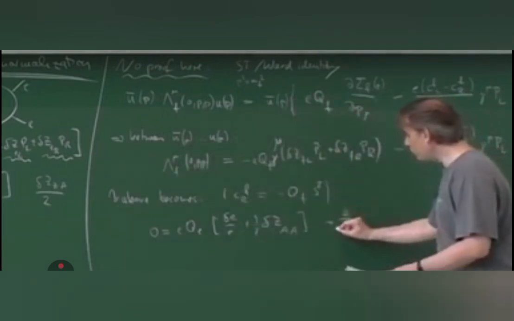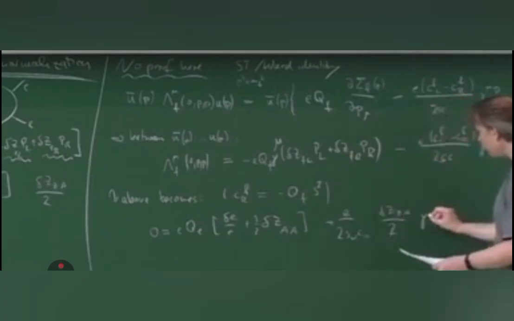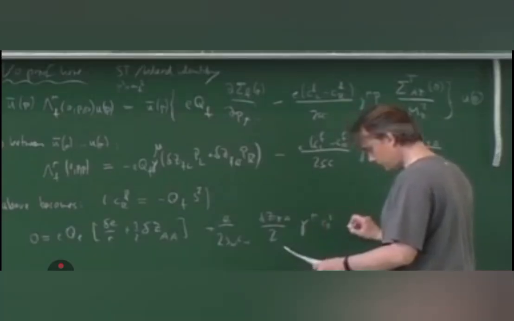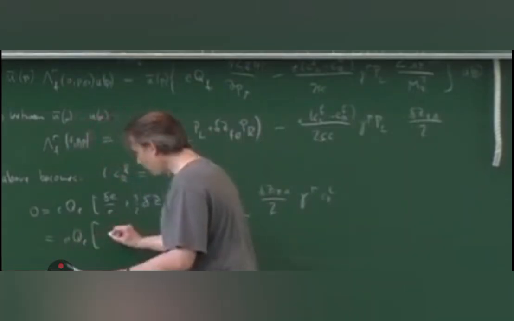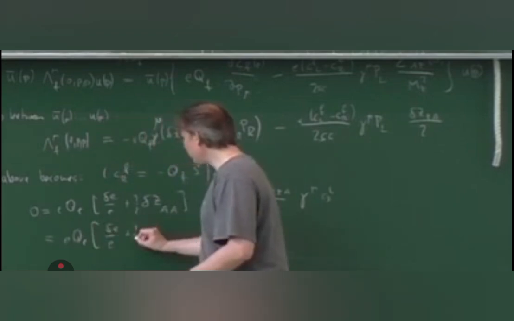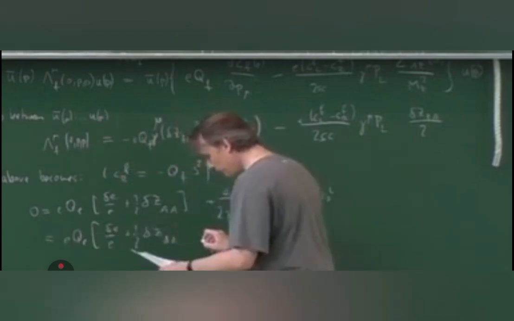And then from the second line we get plus e over 2 s_W c_W times delta Z_ZA divided by 2 times gamma mu C_R L times the unit matrix, and that is equivalent to saying the following: e times Q_e times delta e over e plus 1/2 delta Z_AA minus s_W divided by c_W times delta Z_ZA divided by 2.